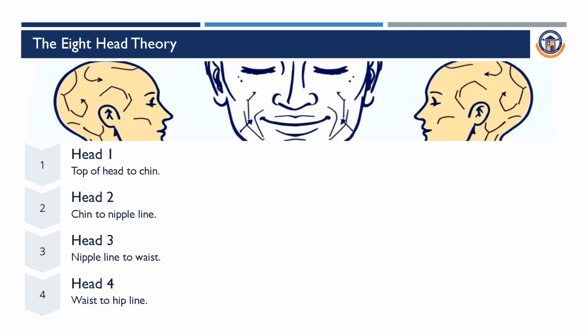The 8-head theory. How is human proportion measured in fashion? Fashion illustrators and designers use the 8-head theory for accurate body proportions. Head to body segments: head 1, top of head to chin; head 2, chin to nipple line; head 3, nipple line to waistline; and head 4, waist to hip line. This system helps to create realistic garment patterns.